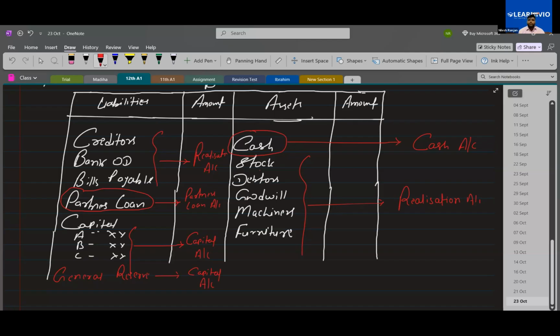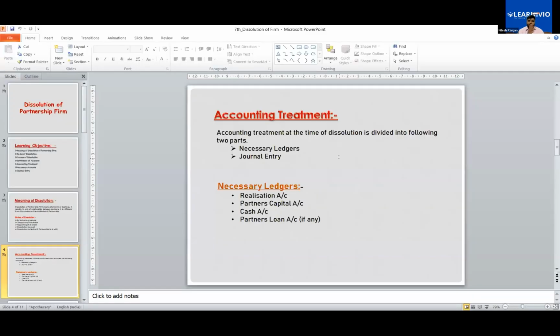So the first thing we do is clear the balance sheet. We will transfer all the items from this balance sheet to separate accounts. So please write this.